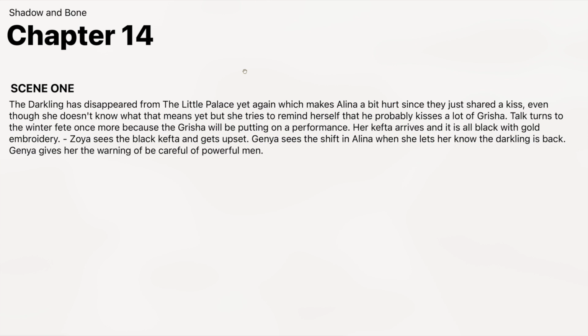In chapter 4, we have 2 scenes. The first scene doesn't stereotypically fit inside a beat, but the second scene does, in the same way that chapter 12 had that first scene and then we had the midpoint in scene 2. So after the Darkling and Alina share a kiss, it's the next day. The Darkling has yet again disappeared from the little palace. She doesn't see him anywhere, which makes Alina a bit hurt because they just shared that kiss. They just had a moment that was now unlocking and working towards this false goal, this false hope that Alina has that maybe a relationship can form.